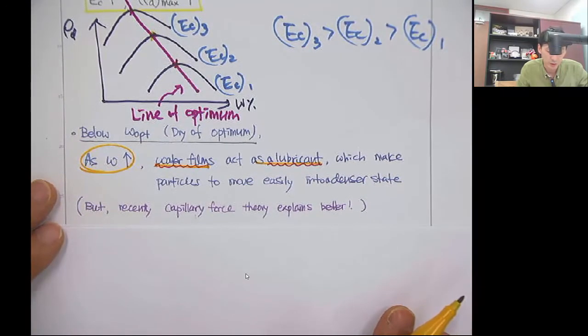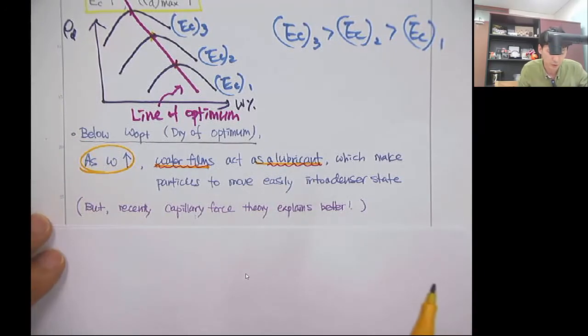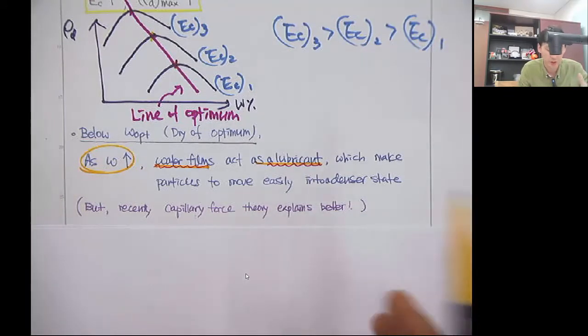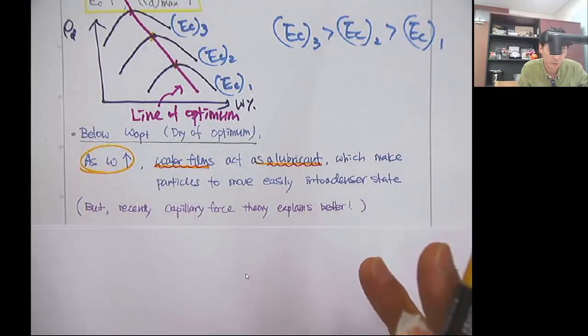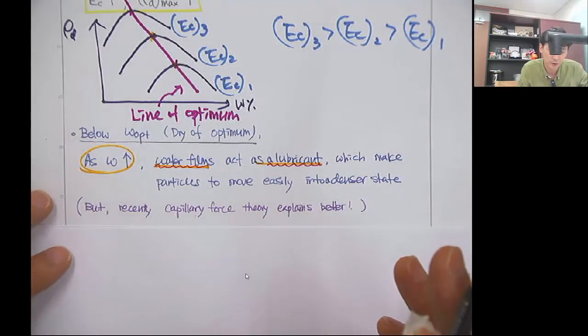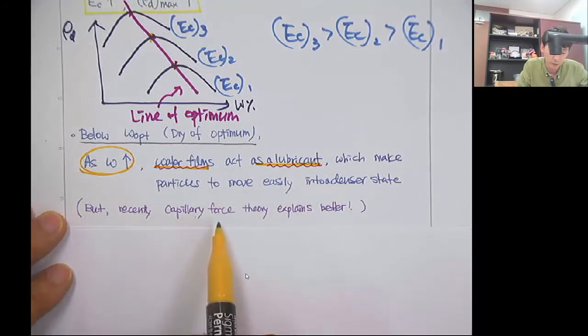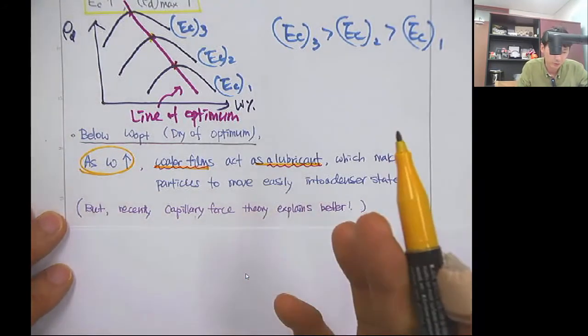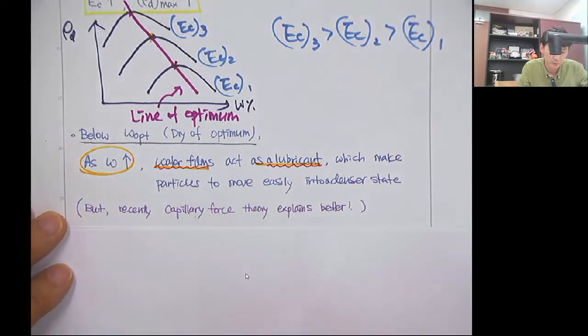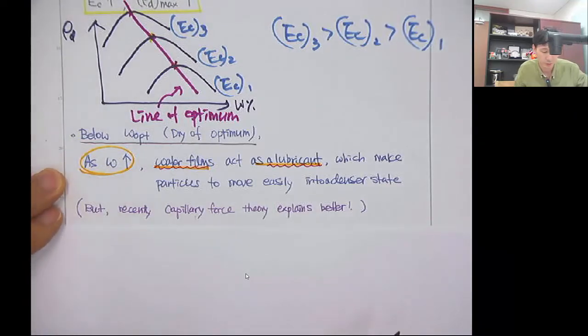But recently, instead of the water film explanation, people use the capillary force, because as you have a smaller water amount, the capillary force increases, so that binds the particles more. So this capillary force results more from the presence of the water on the dry side of optimum. So that increases the dry density.